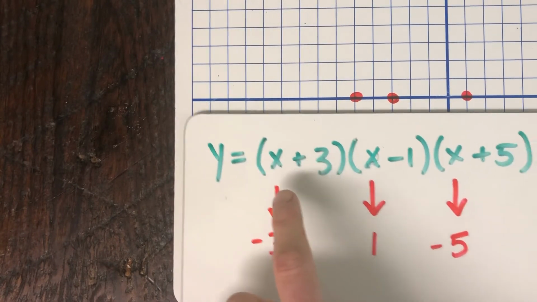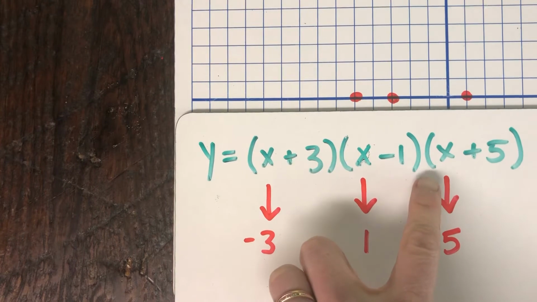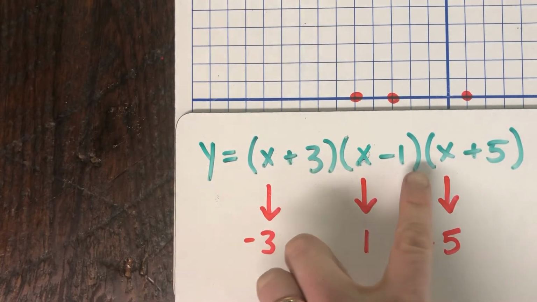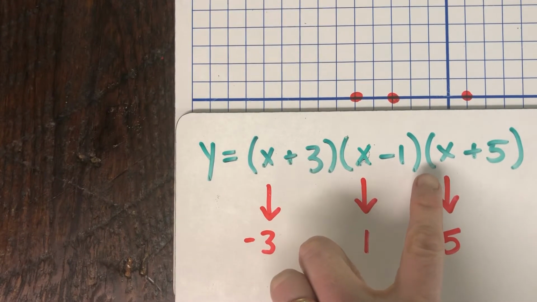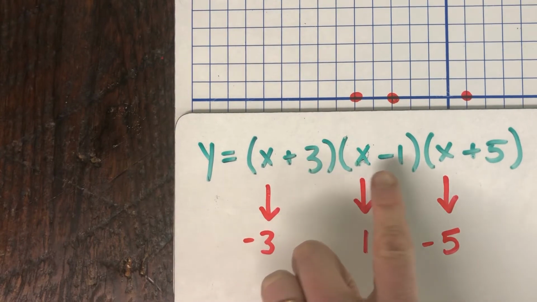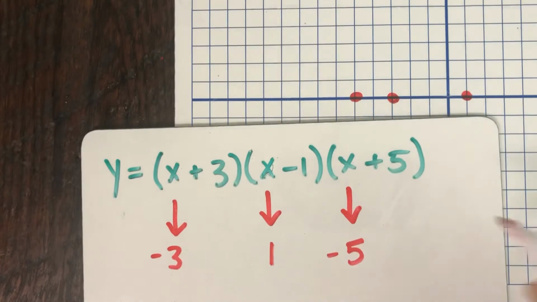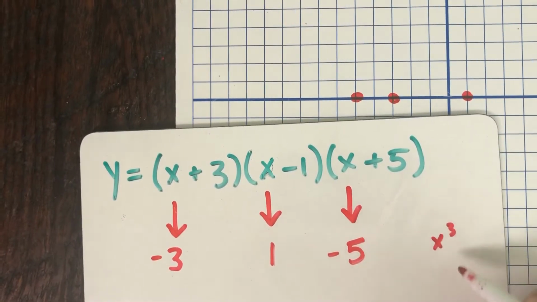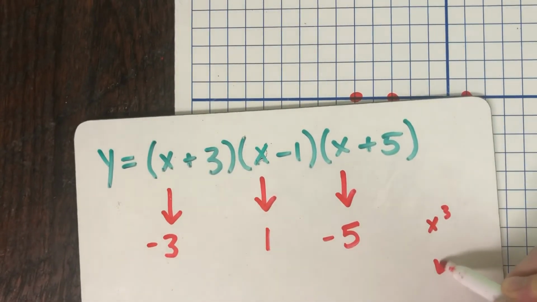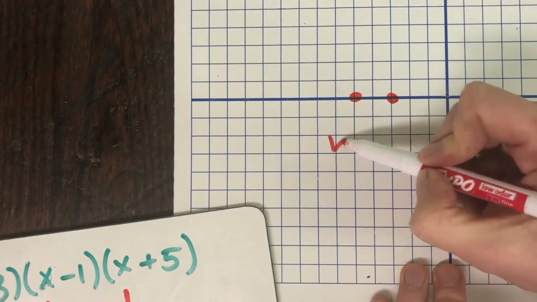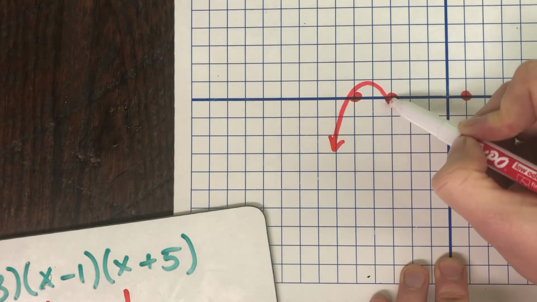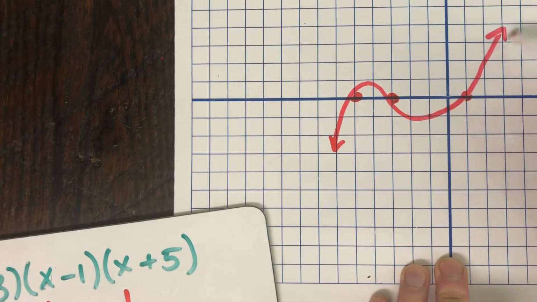I know this had 1, 2, 3 x's here being multiplied together. So this is going to be a cubic function. X times x times x is x cubed. Since it's a cubic function, it's going to take on this shape. And I'm just going to sketch it in there. Like this. There we go.